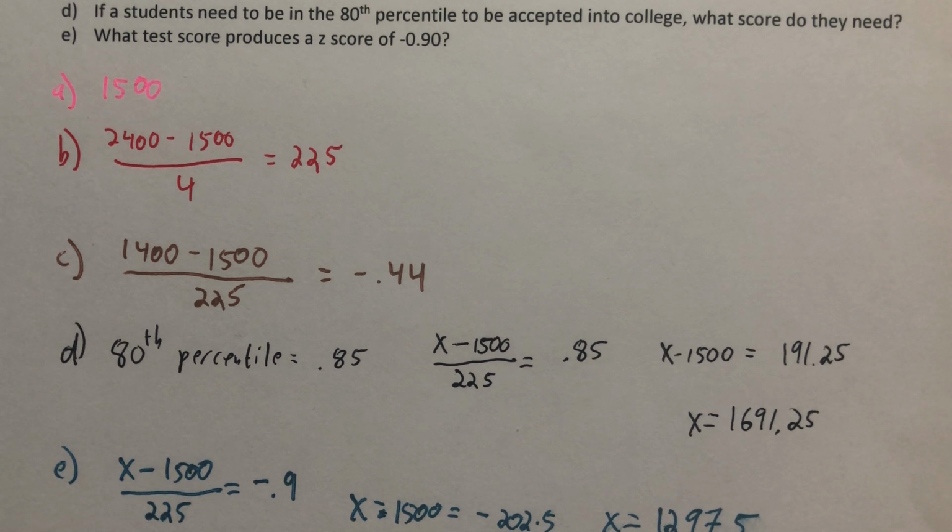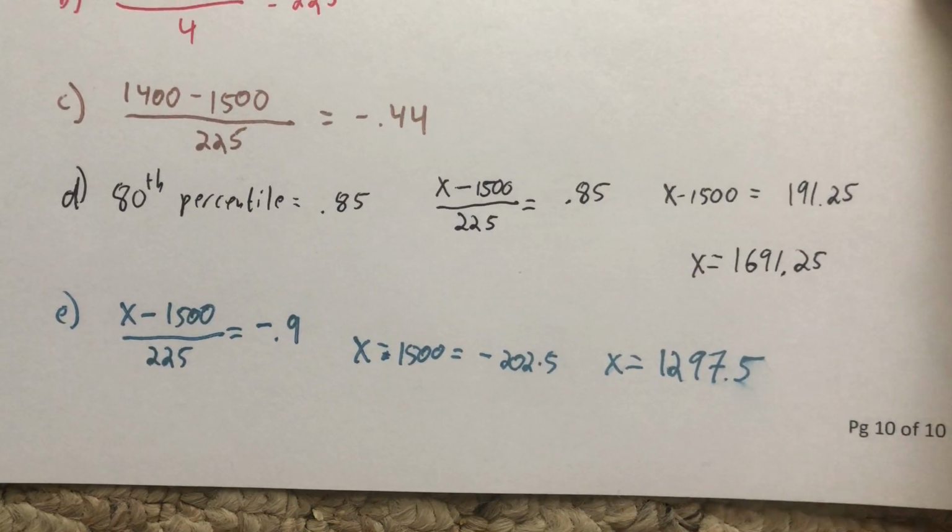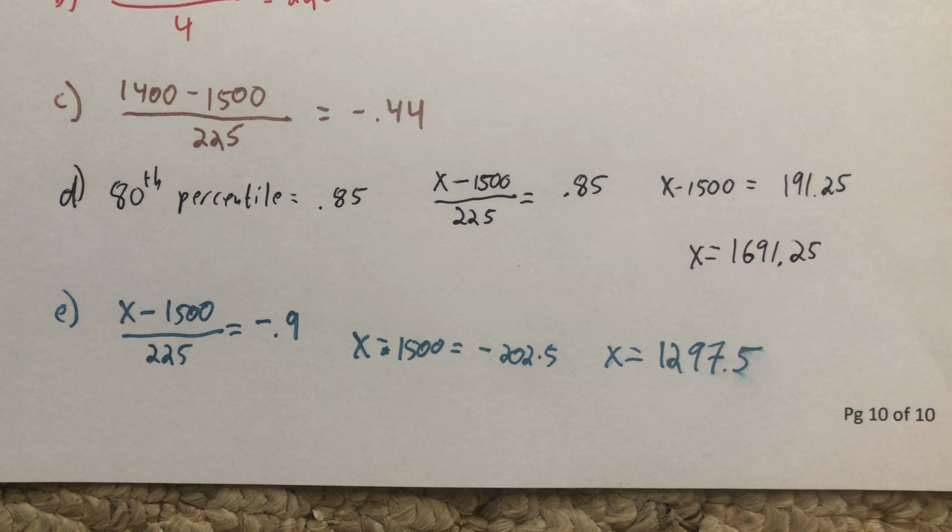And the last question is, what test score produces a z-score of negative 0.9? So we're going to take x minus 1500 divided by 225 equals negative 0.9. 225 times negative 0.9 is negative 202.5. Adding the 1500, we get 1297.5. And that is it for the normal curve.